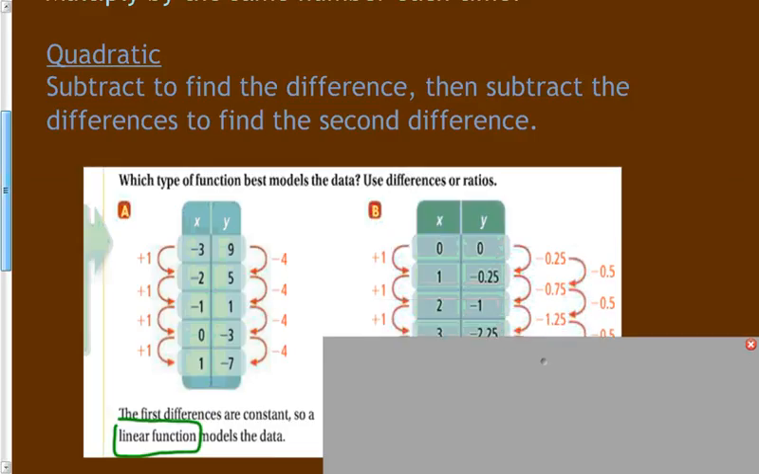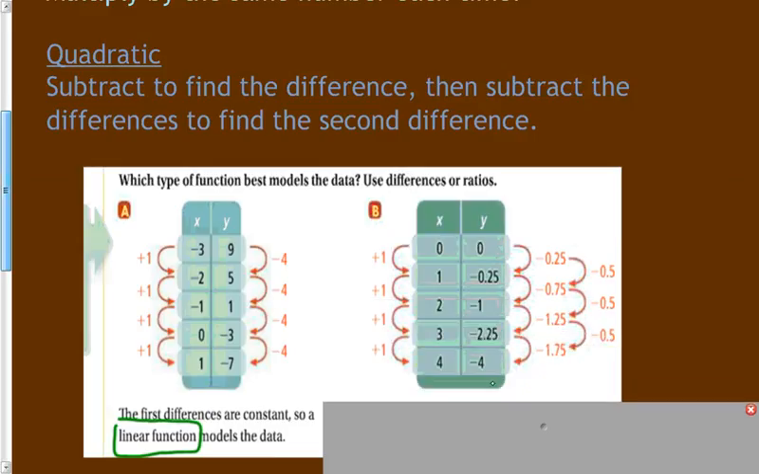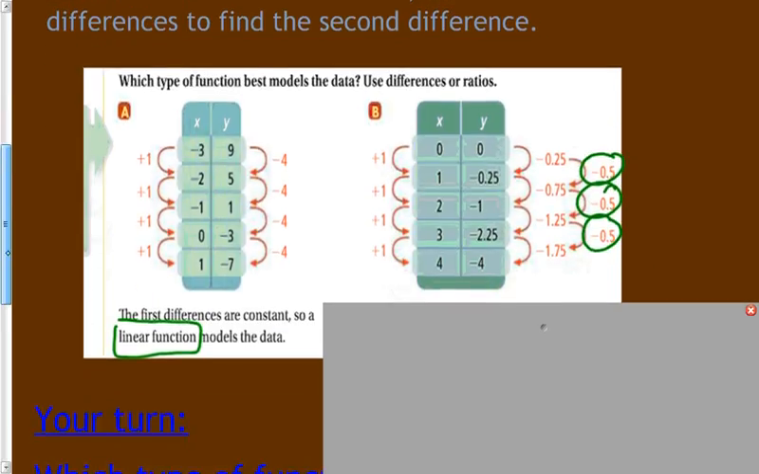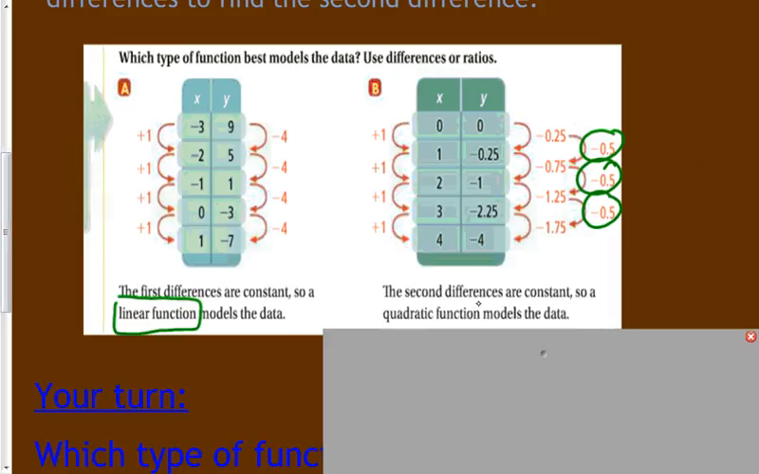Now the second one does not have a constant rate of change, but it's also not just multiplying by the same number every time. So if you look at the second differences, the first differences go down by 0.25, then by 0.75, then by 1.25, 1.75. The difference between those differences is subtracting 0.5 every time. So the second differences are the same, which means we're talking about quadratics. It is a quadratic function.